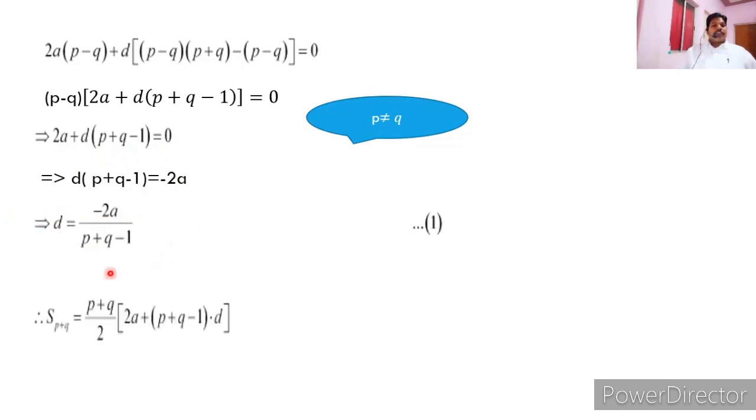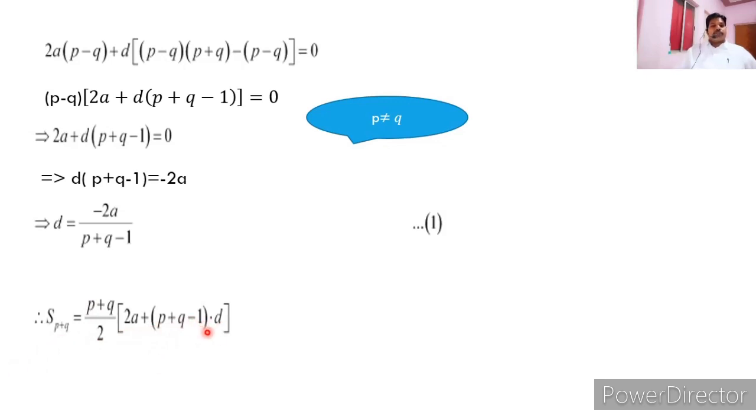After getting the common difference, they are asking what is the sum of p plus q terms. What is Sn? Sn is n by 2 into 2a plus n minus 1 into d. So here, in the place of n, we have p plus q. Just replace it: in the place of n, p plus q by 2 into 2a plus p plus q minus 1 into d.